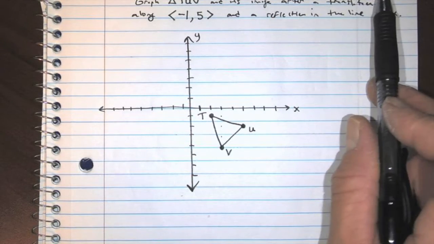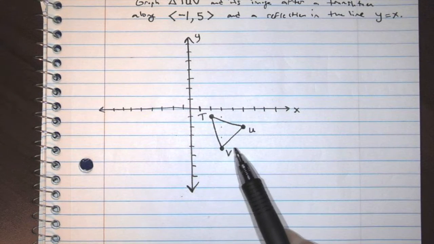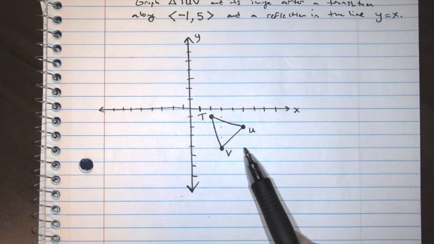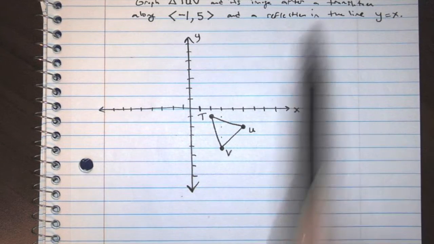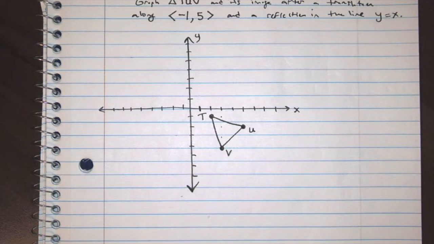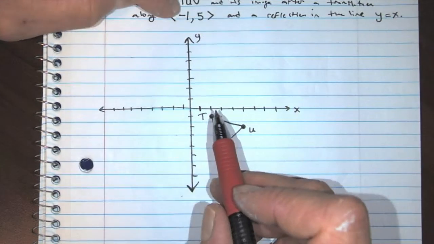All right, graph that triangle. I think I graphed it right. And graph its image after a translation along that vector. Okay, let's go ahead and translate.